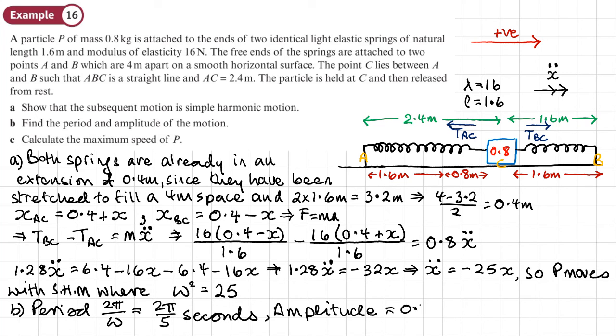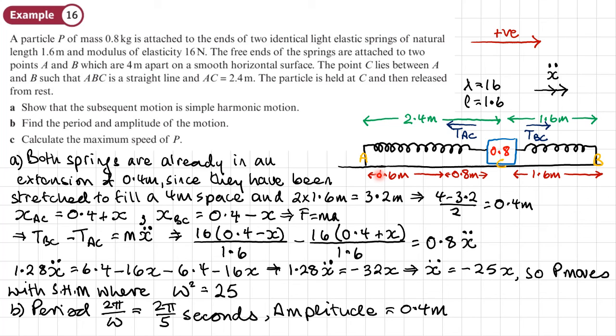Now why is it 0.4 and not 0.8? These springs are already stretched. They cannot compress back to their natural length. The most they can compress back to is, well, they're 2 meters. So if we work that out from here, then that has to be 0.4 meters in terms of the amplitude. It's only free to move 0.4 meters either side of that equilibrium point in the center.